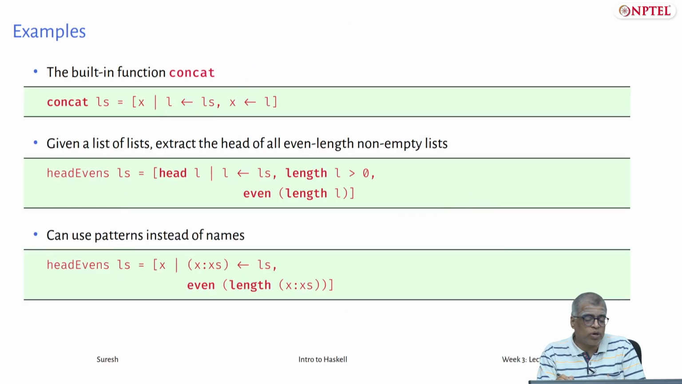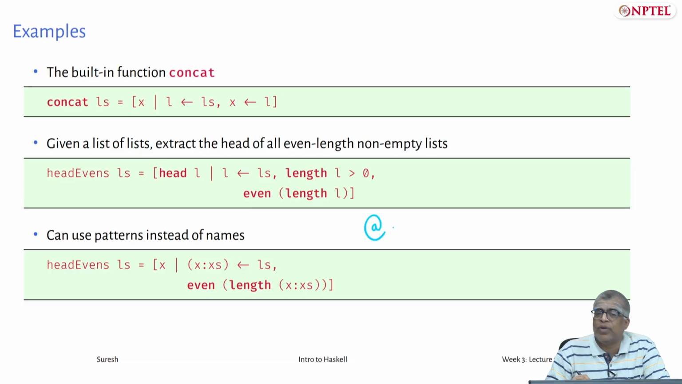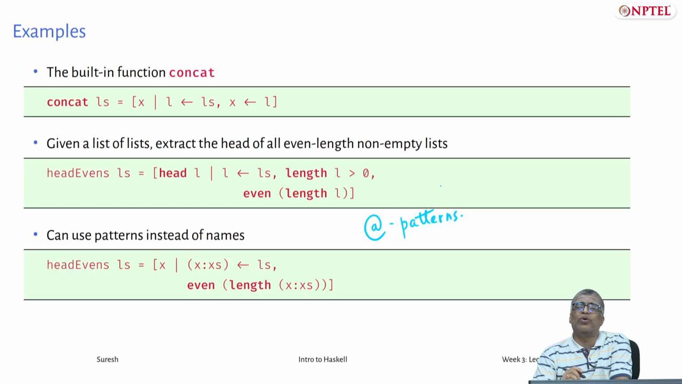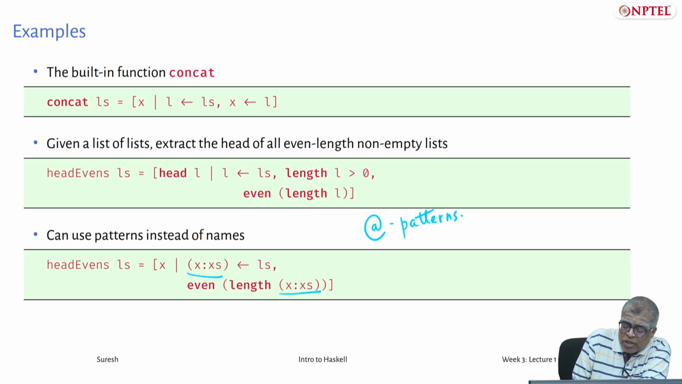So that is the code that has been given next, right? List out all x such that x colon xs belongs to ls and length of x colon xs is even. Now, I will introduce a small trick here, which is something called as-patterns. When you use patterns, it is very nice to be able to use as-patterns. What these allow you to do is to refer to the same thing by multiple names. So here for instance, I am using x colon xs here and I am also using x colon xs here.